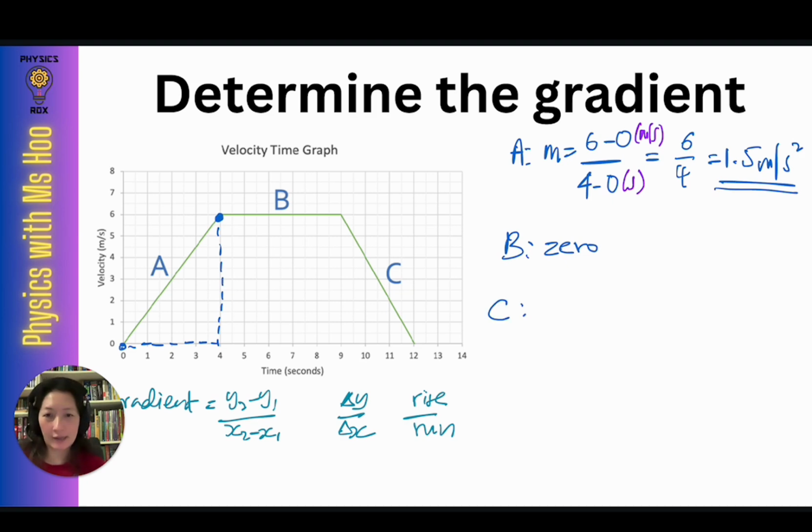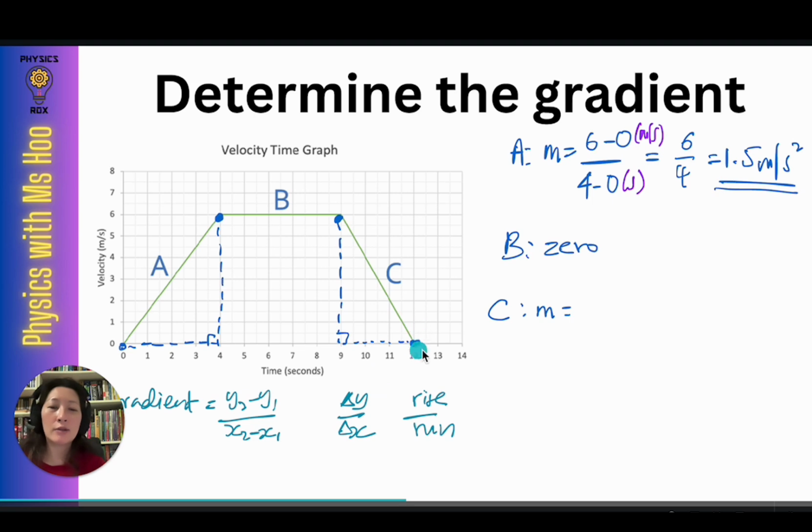Now for C, this is our gradient triangle. So remember to always draw the triangle. We're going to take the two coordinates that are furthest away from each other to get the largest gradient triangle. I'm just going to add the triangle sign just to show you. That's the gradient triangle. So for C, the gradient is negative because it's going down. So if we use the formula correctly, of course, you're going to get a negative number.